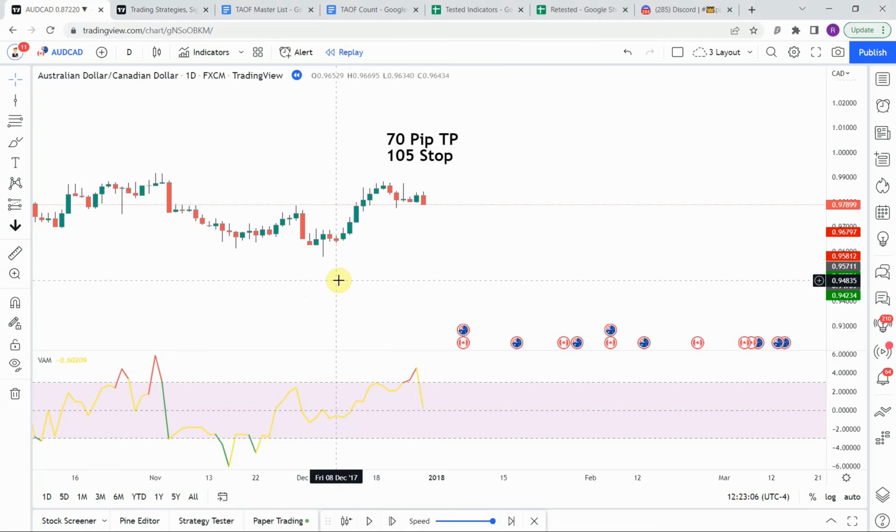Today we will be testing the volatility adjusted momentum indicator.